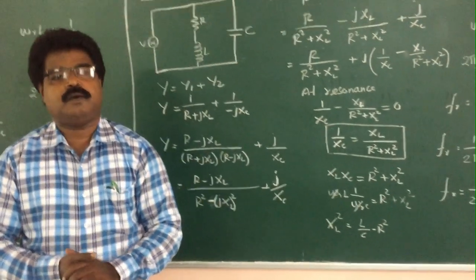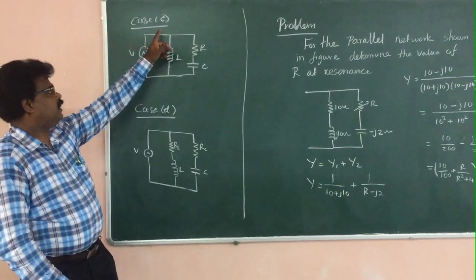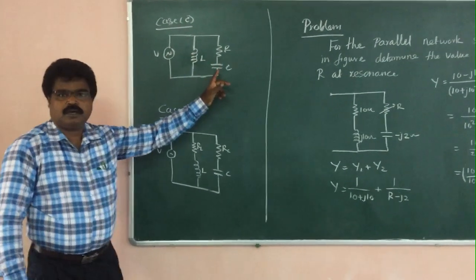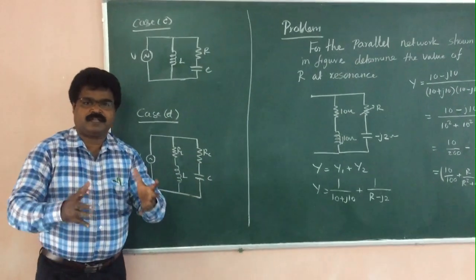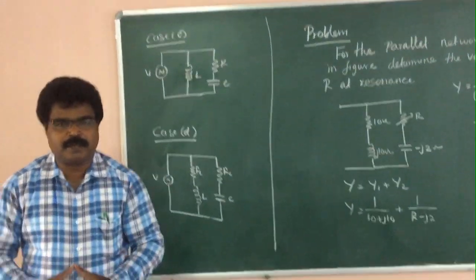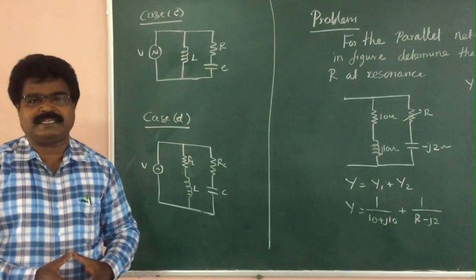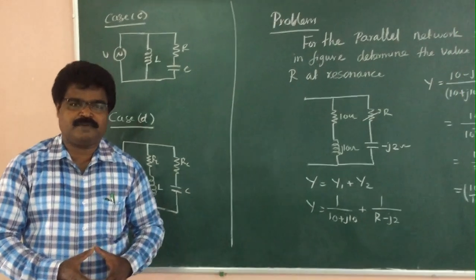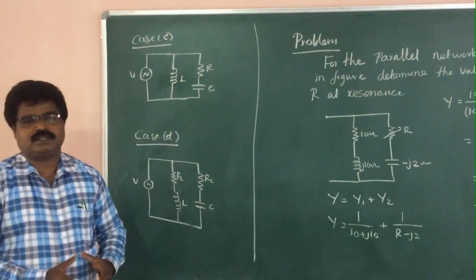And the resonant frequency formula is also different. C. So this is the circuit for case C. Already I told that. So parallel resonance, different combinations are possible. We derived the condition for resonance and resonant frequency for case A. Similarly, for case B also we derived the condition for resonance as well as the resonant frequency.